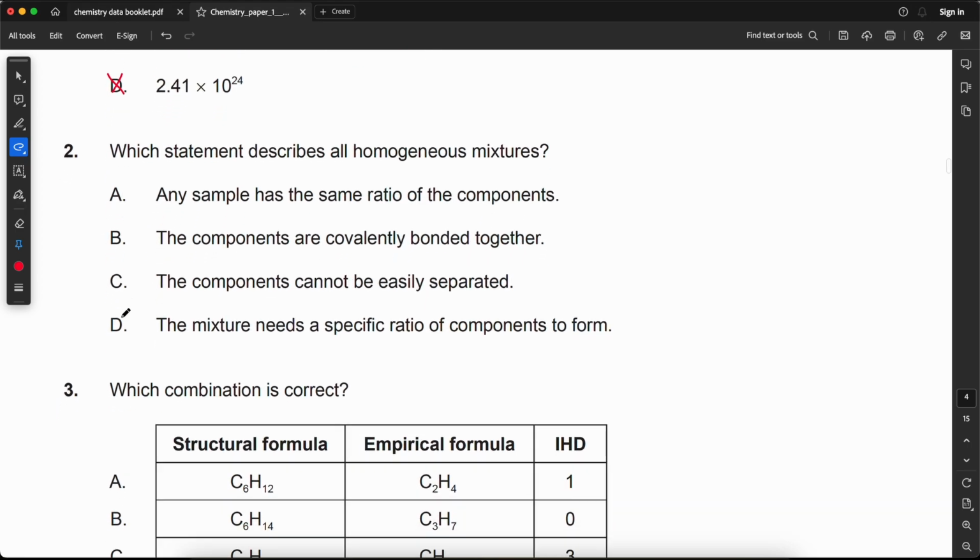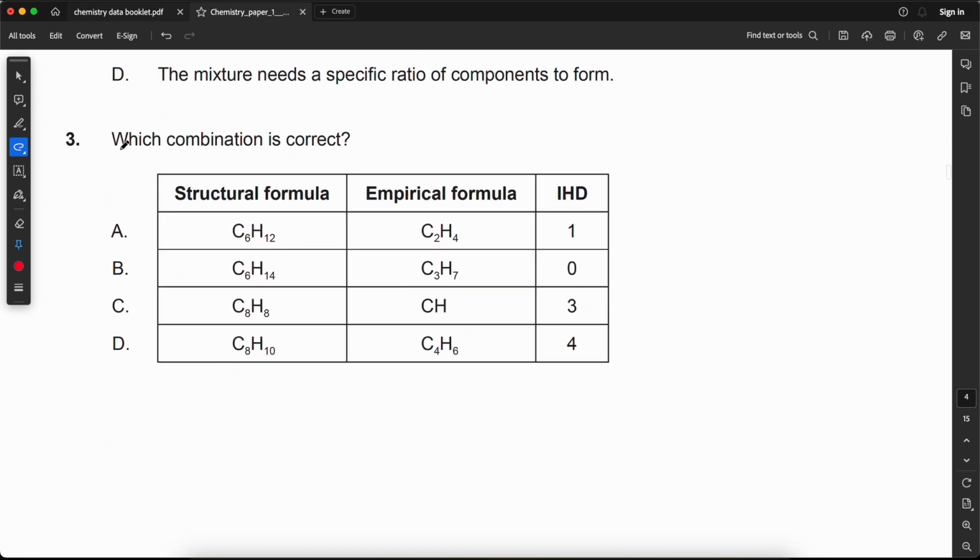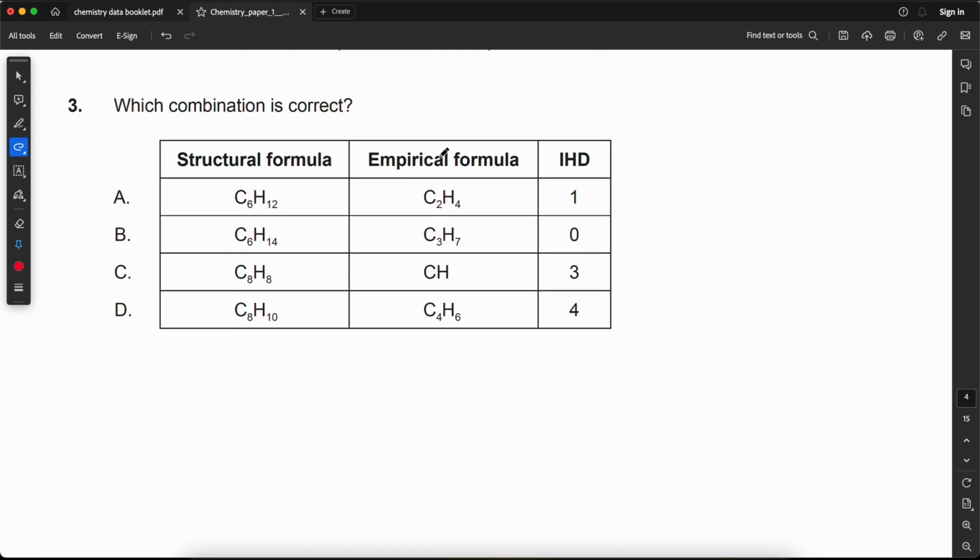Which statement describes all homogeneous mixtures? As it is homogeneous, it needs to have the same ratio of the components. Which combination is correct? Okay, so for C6H12, the empirical formula can be simpler, which is CH2. The same goes for D. This should be C2H3. Therefore, this one and this one are not the answer.